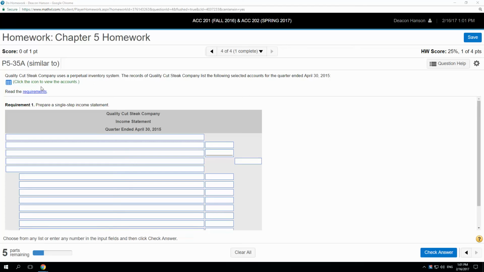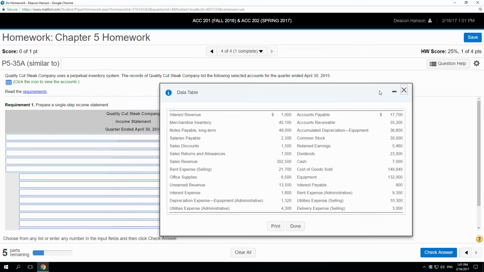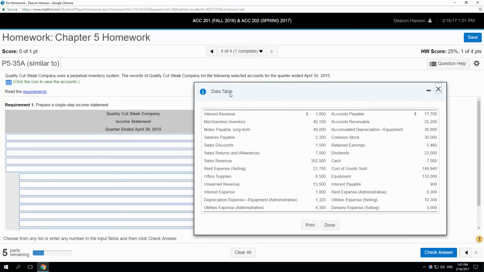It says Quality Cut Steak Company uses a perpetual inventory system. The records of Quality Cut Steak Company list the following selected accounts for the quarter ending April 30, 2015. So they give us these accounts.